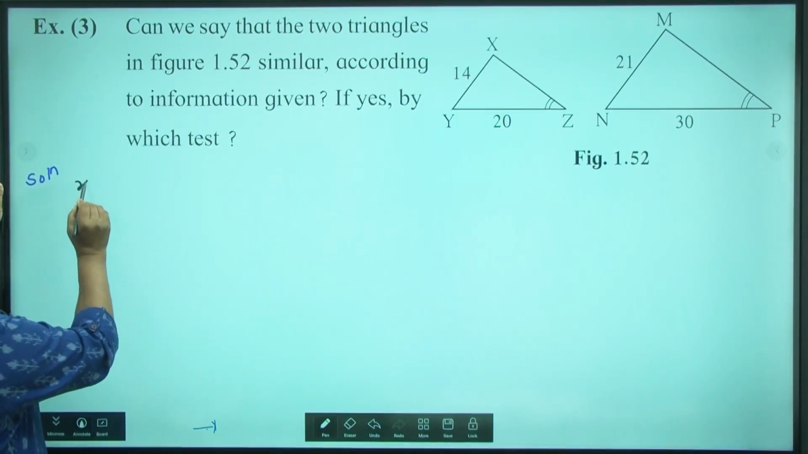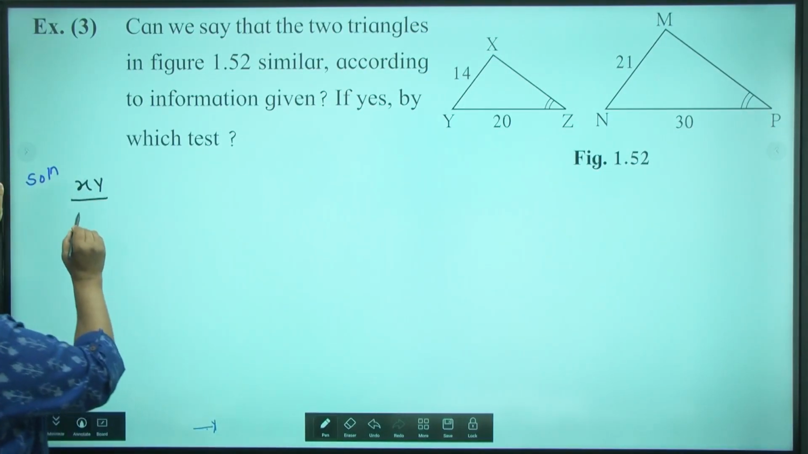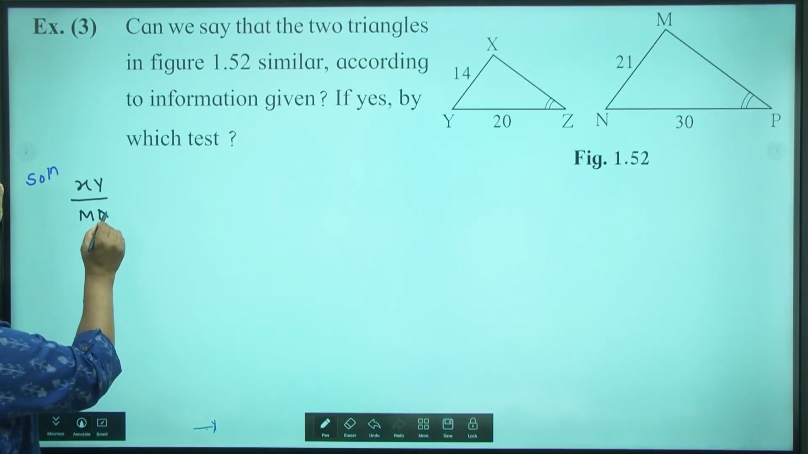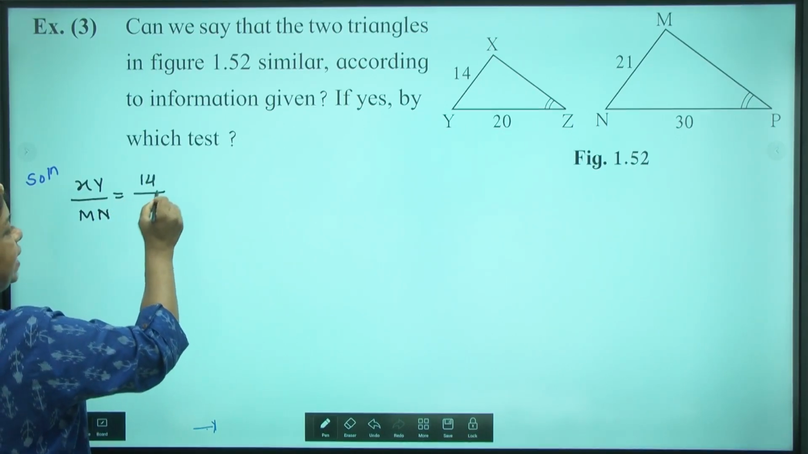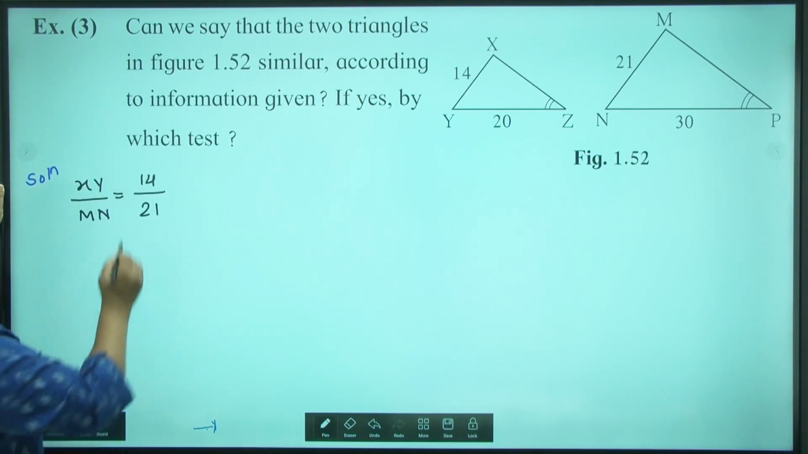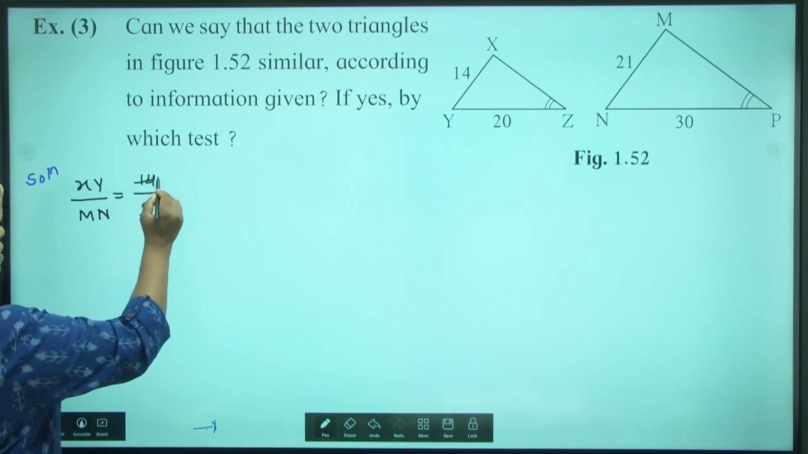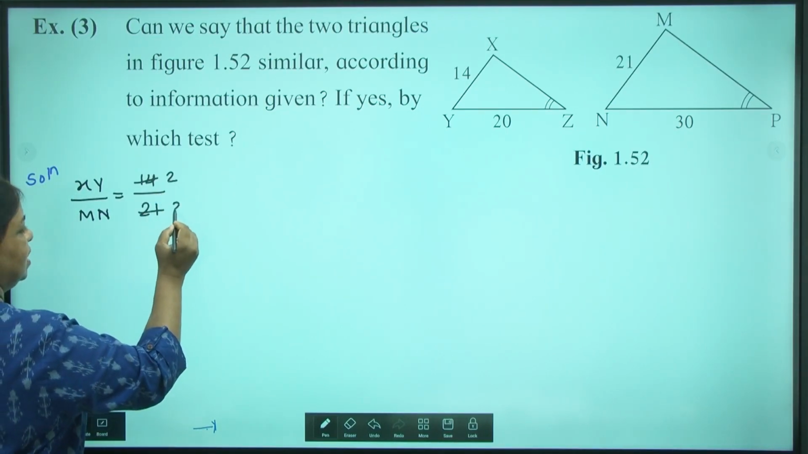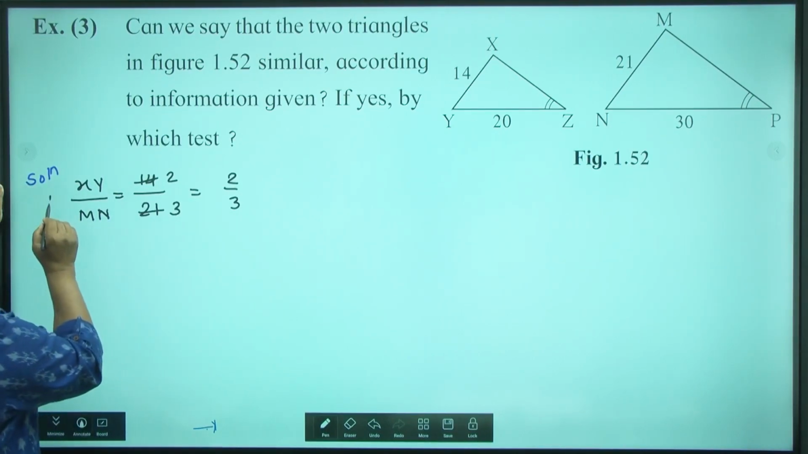So I will take XY upon MN. How much is XY? XY is 14 and MN is 21. 14 and 21 can be divided by 7. 7 twos are 14, 7 threes are 21. So what am I getting? 2 upon 3. This is the first one.